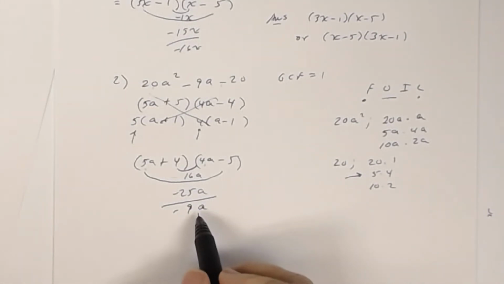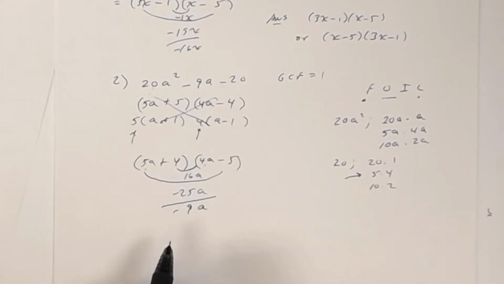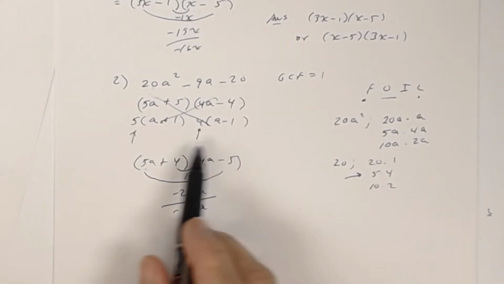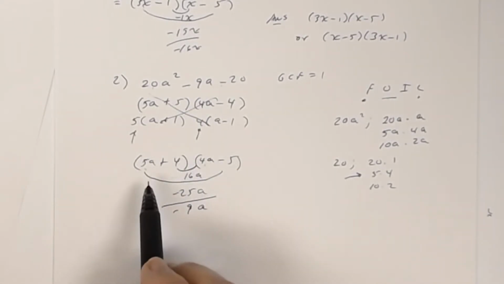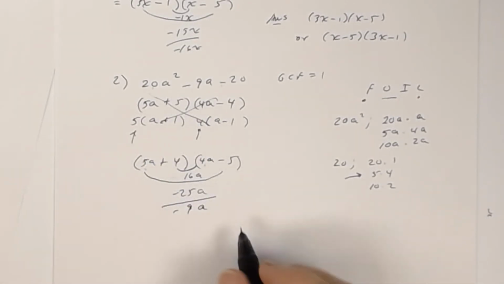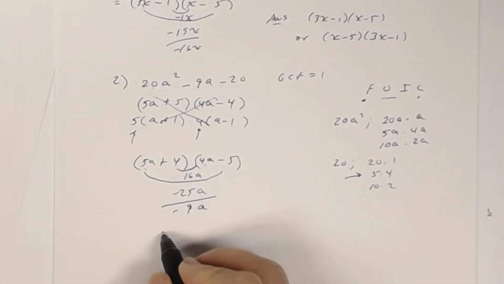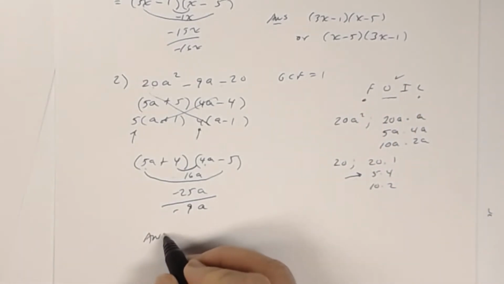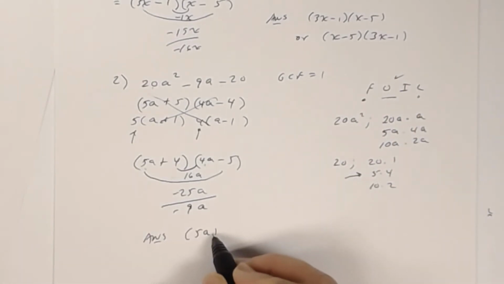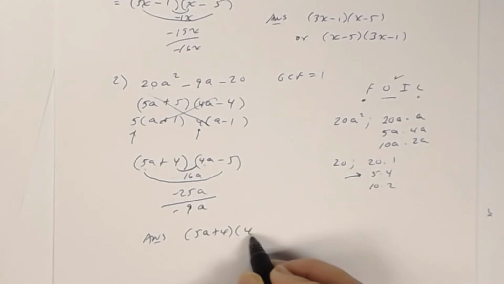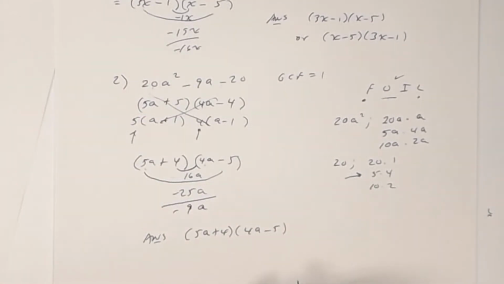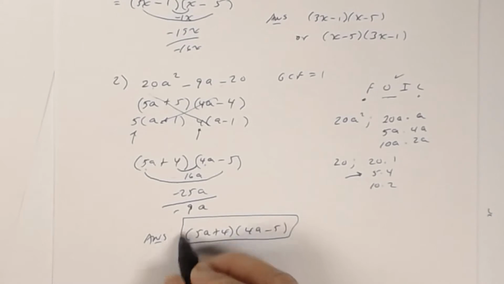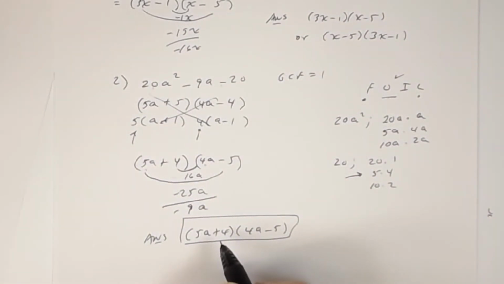Okay, so what that means is that if you look at what you have, that's correct. So right away, in my second try, I got the right answer, because this was my first, and this is my second. So that's correct. And so therefore, this outer and inner is correct. And so therefore the answer is going to be 5a plus 4 times 4a minus 5. Okay, so that's the answer. All right, so that's number 2. Let's look at number 3.